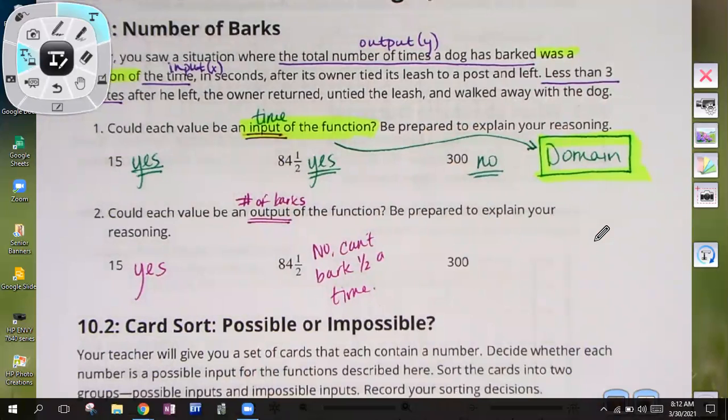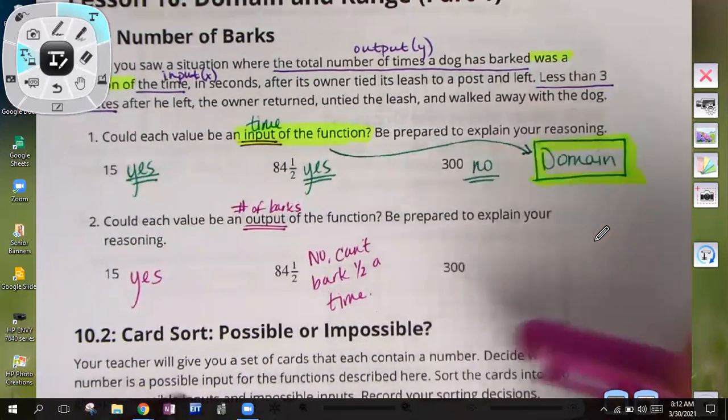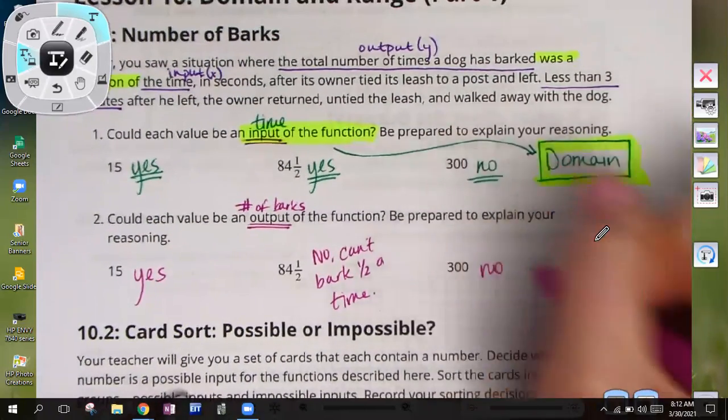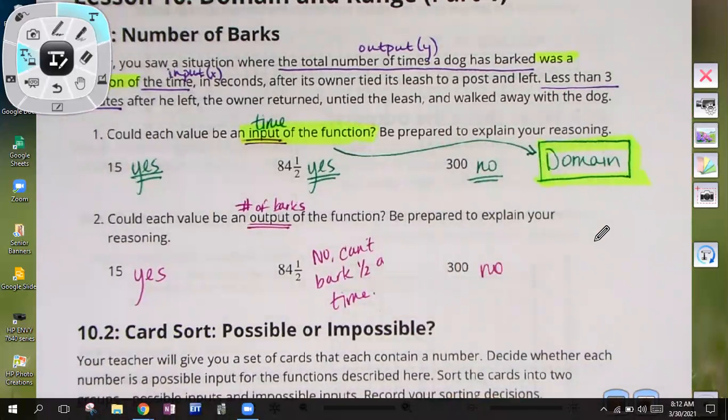All right, and could it have barked 300 times in the 3 minutes? So 3 minutes is 180 seconds. So if it barked 300 times, that would mean it would have to bark more than 1 time per second consistently. Just barking the whole time. Yeah. So I'm gonna say probably not. I'm gonna say question mark. I'll say yes. Maybe.